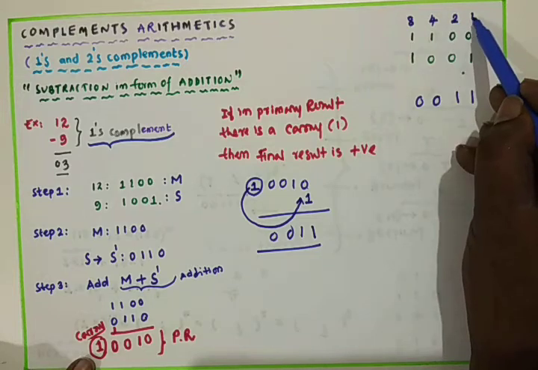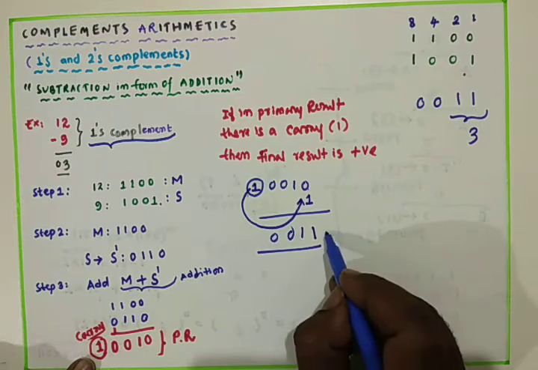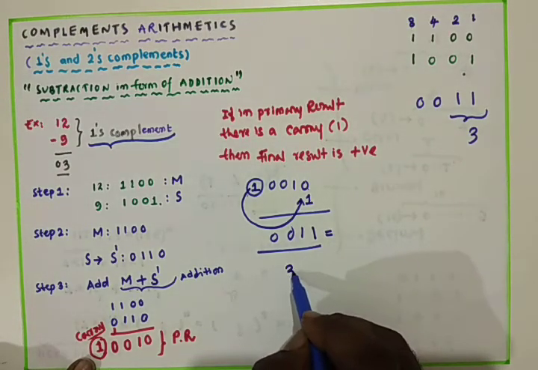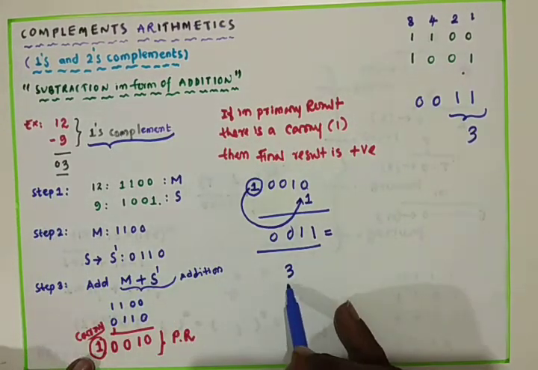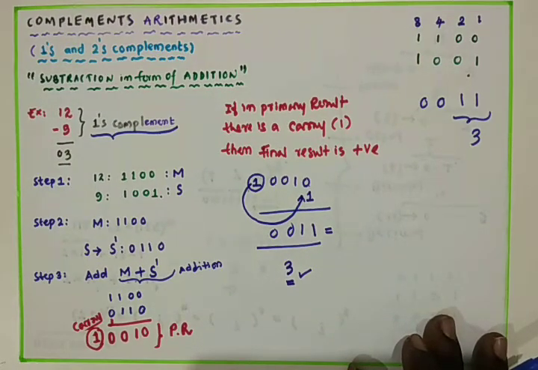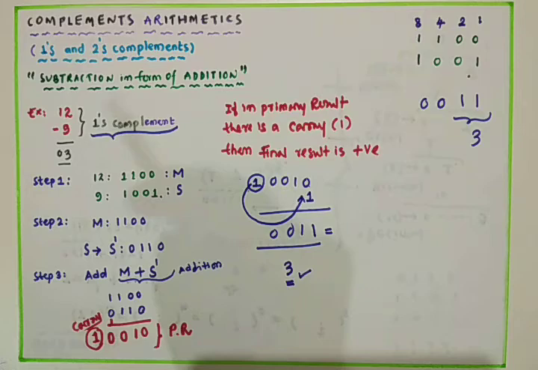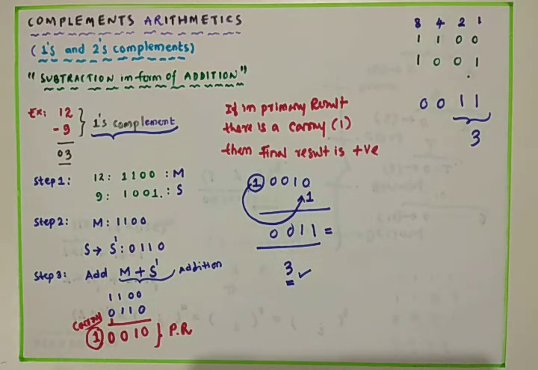That means 2 is 1 and 1 is 1. 2 plus 1 is what? It will be 3. So now we got the answer: 3. 12 minus 9 is 3. We have the answer. 12 minus 9 is actually a subtraction, but we performed that subtraction in the form of addition using the complements. This is one example of subtraction in the form of addition.